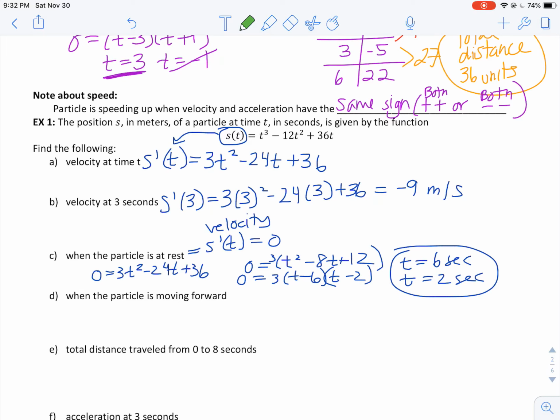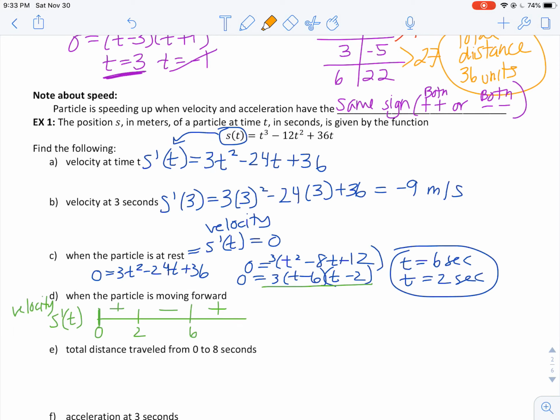When is the particle moving forward? So we're going to make our sign chart for that. So I'm using this right here, and we have our first derivative, which is velocity. And we got 2 and 6. And that's going to be plus, minus, plus for our factors. We got 2, 1, 0 for the negative factors there. And our time's going to start at 0 here, so I'm just going to put an end onto this sign chart.